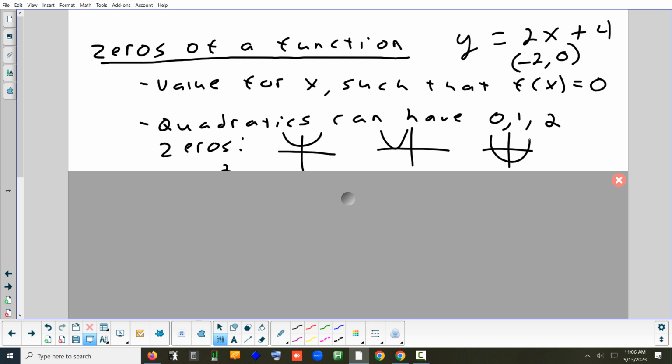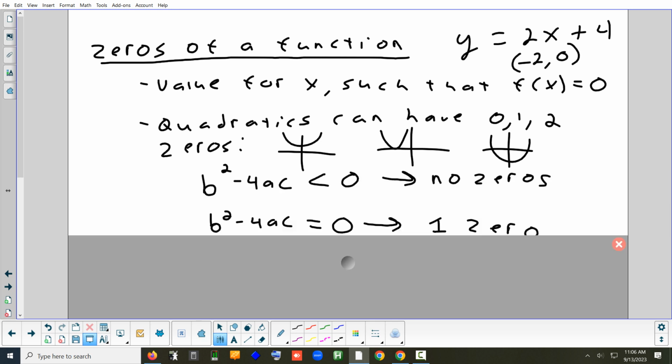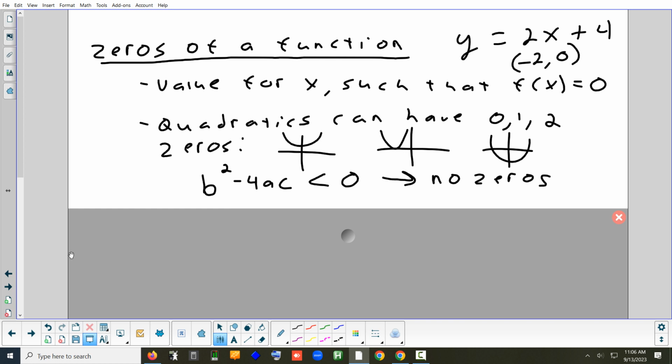And for a quadratic, there is a very quick way to not figure out what the zeros are, but how many there are. Does anybody recognize this? It's not the whole thing. Isn't it called the discriminant? It's called the discriminant, and it's the part of the quadratic formula that's under the square root.